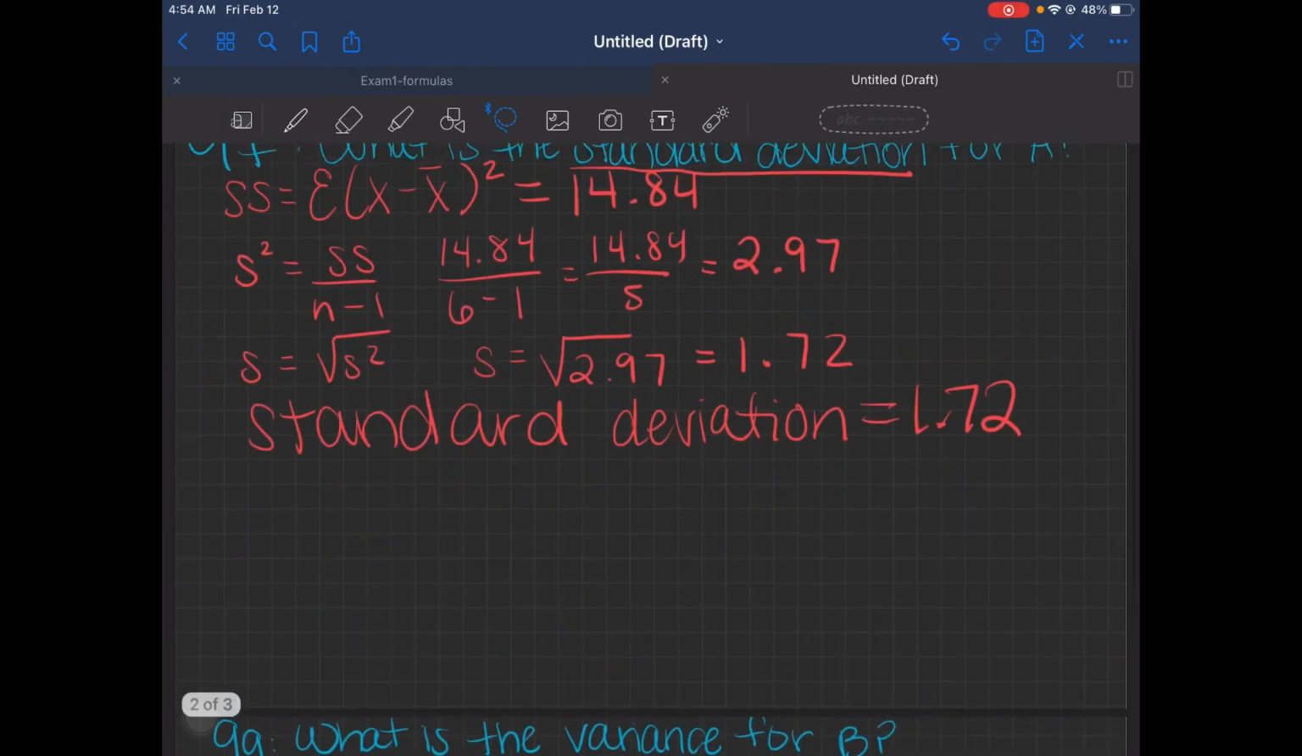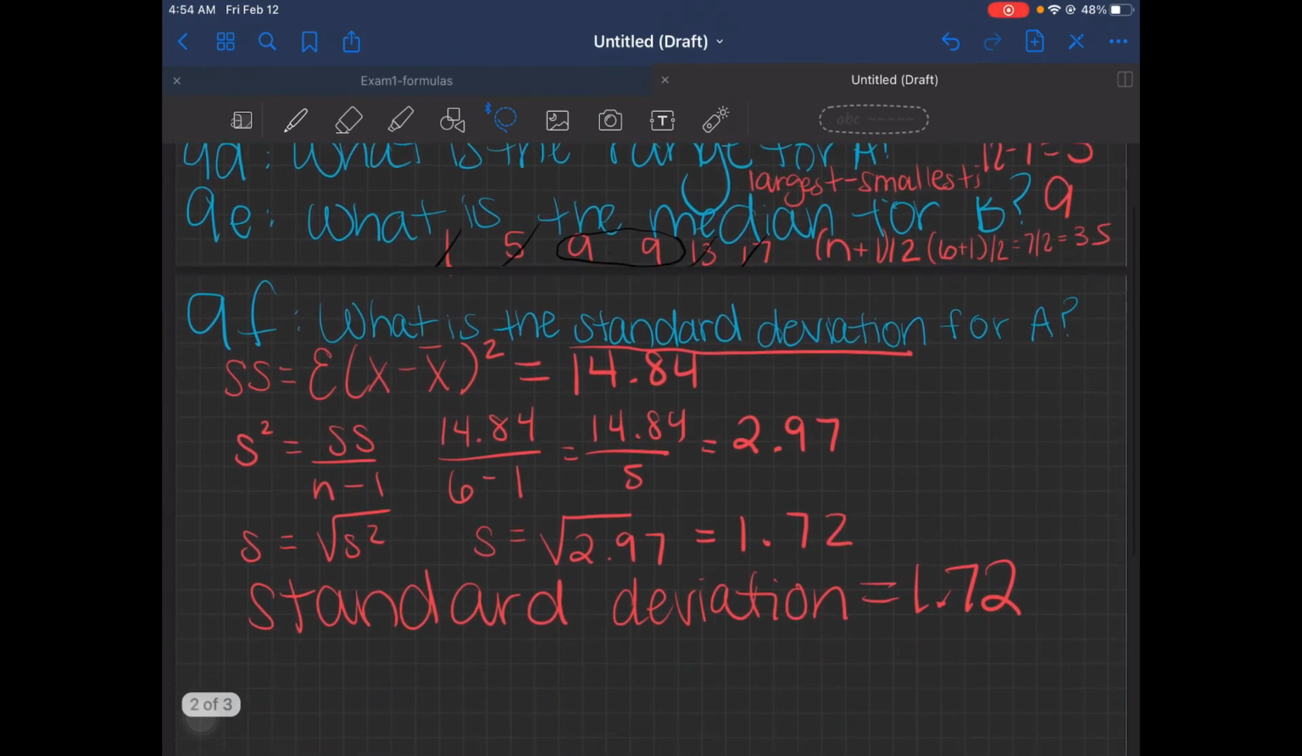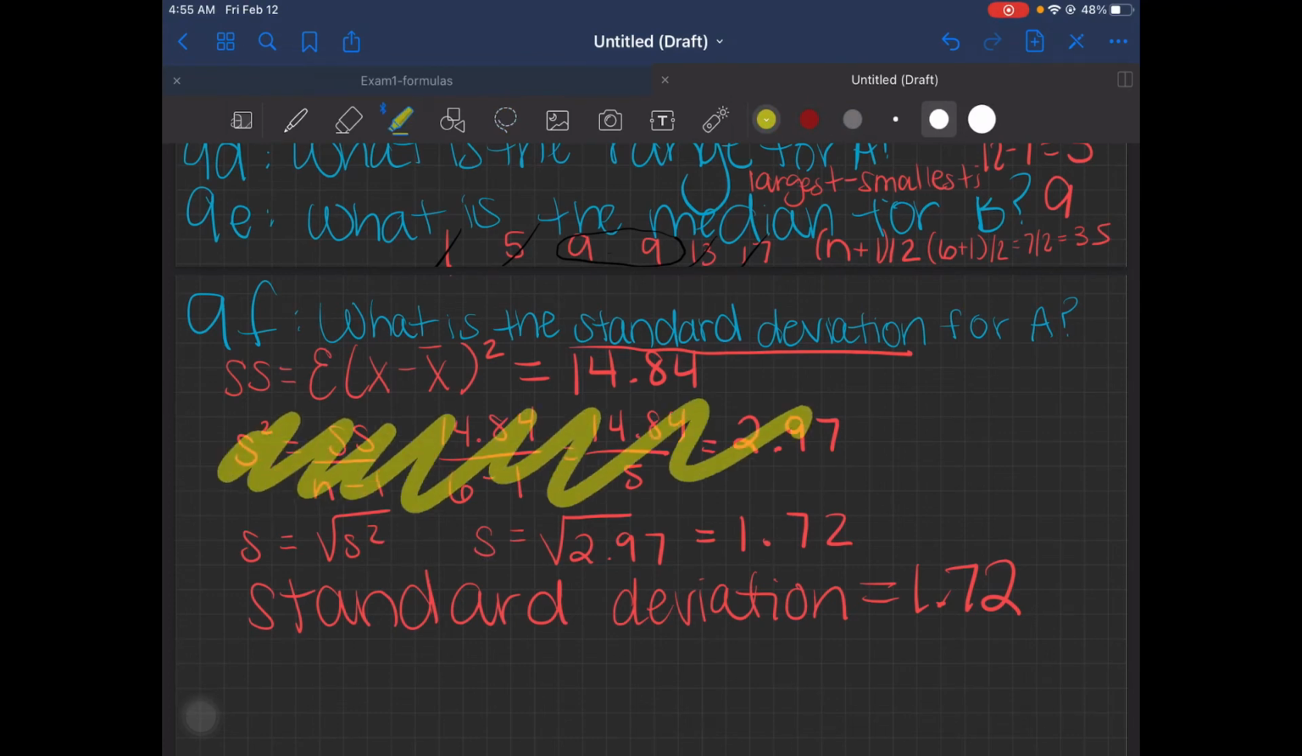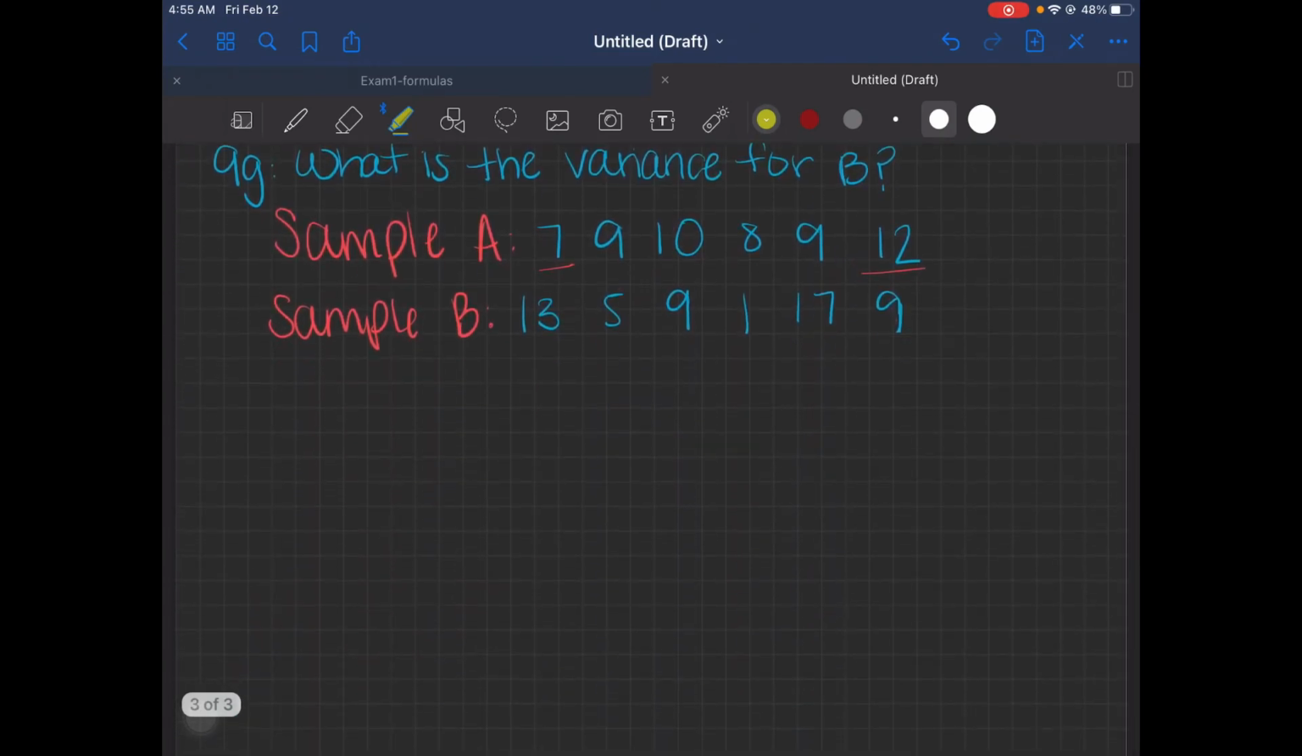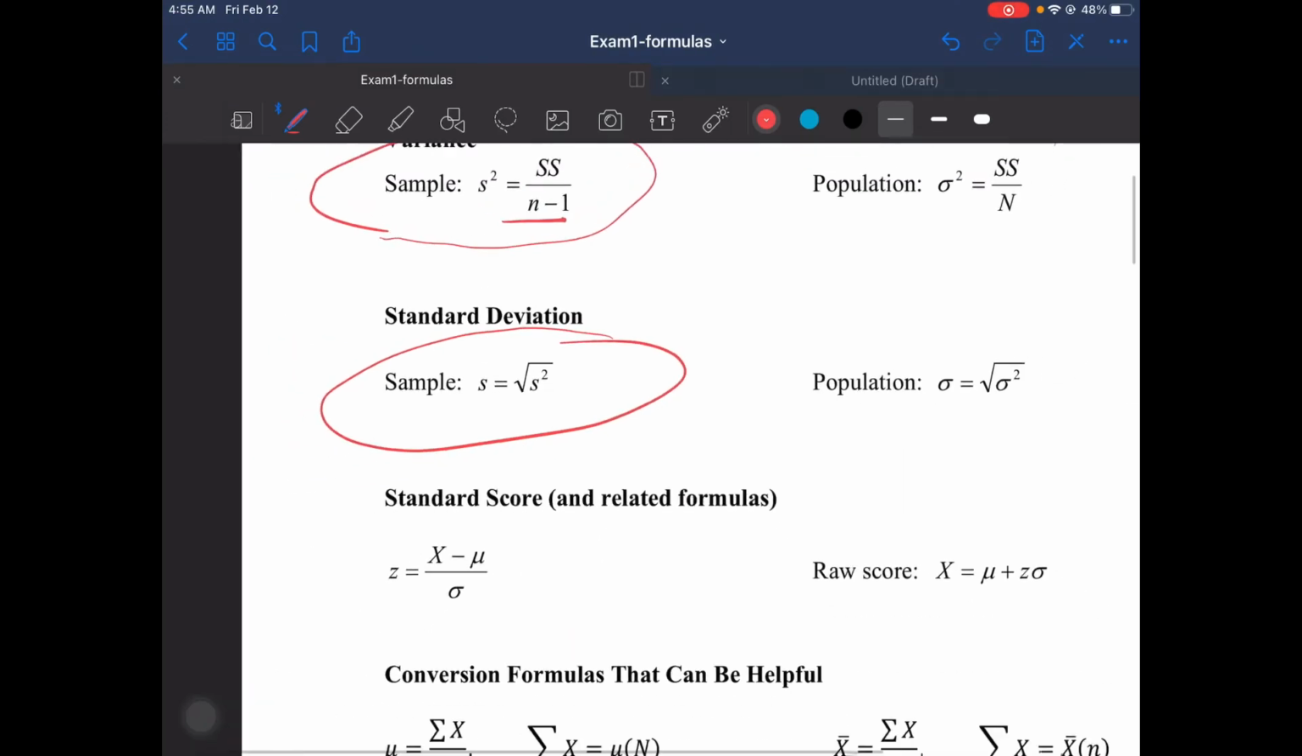So, remember that we just found variance for this question up here. The variance was this part, right? So we're going to do the same thing except for sample B. So the first thing we've got to do is find the average of sample B. Let's do this first just so you can understand my thought process.